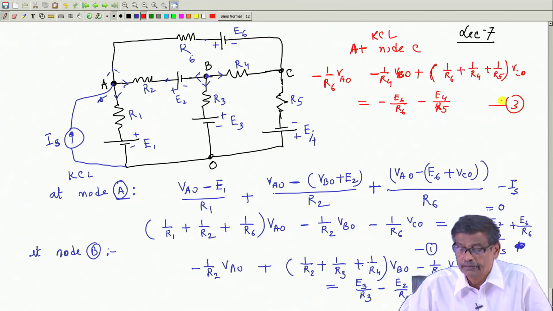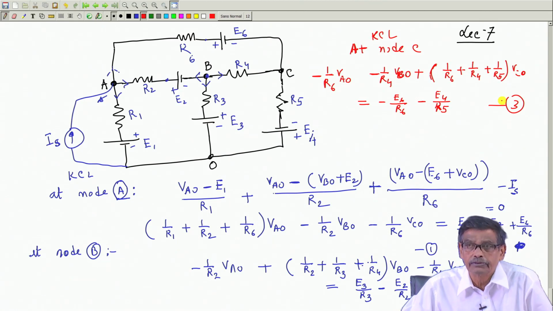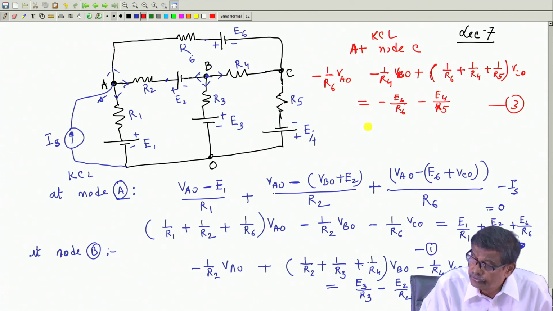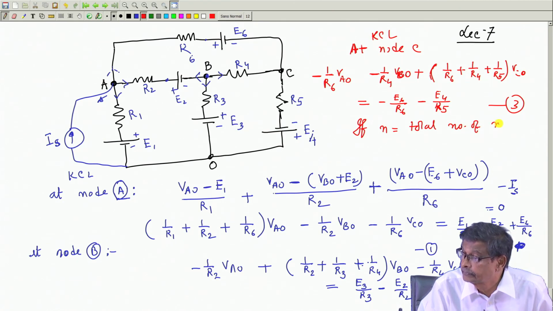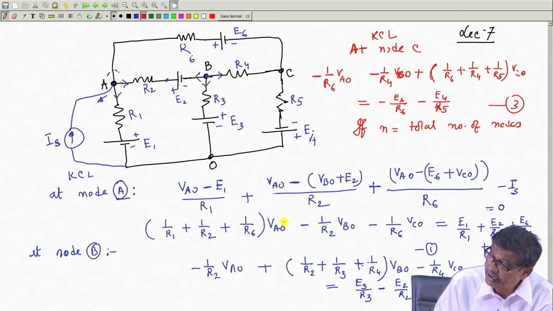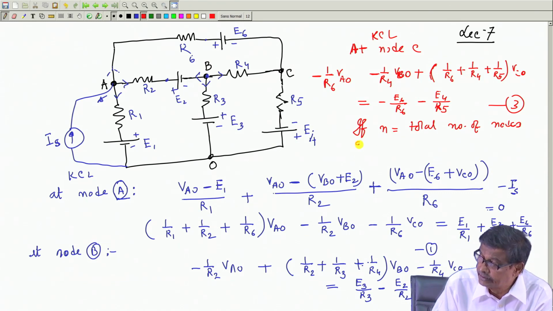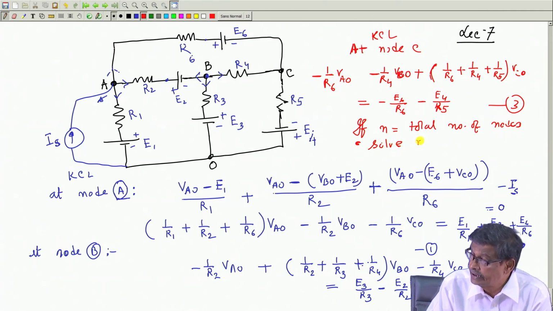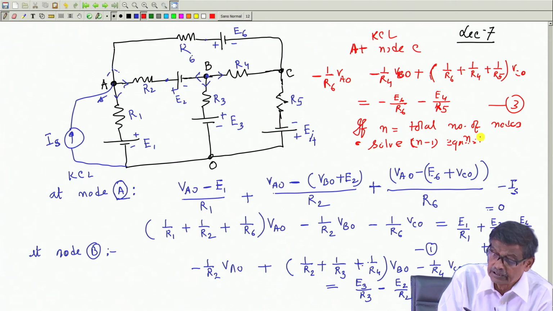In essence, what I am trying to tell, in nodal analysis, you identify the nodes. If n equals the total number of nodes, then you have to generate and solve n minus 1 equations. For example, here n equals 4, so 3 equations and 3 node voltages you have to solve.